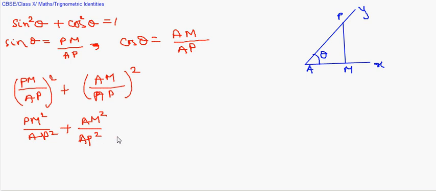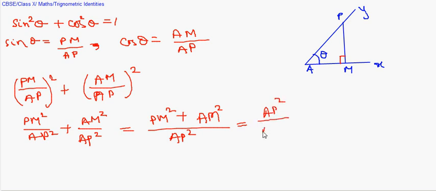Now I take the LCM. LCM will be AP square, and then I'm left with PM square plus AM square. Now if you see PM square is this and AM square is this, this being a right triangle, we can apply the Pythagoras theorem. So the sum of the squares of these two sides will be equal to the hypotenuse square, that's giving me AP square by AP square, that's 1. So we prove that sine square theta plus cos square theta is equal to 1.